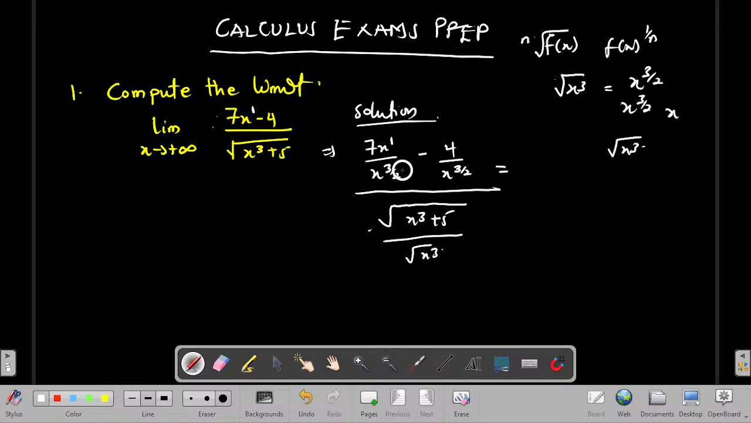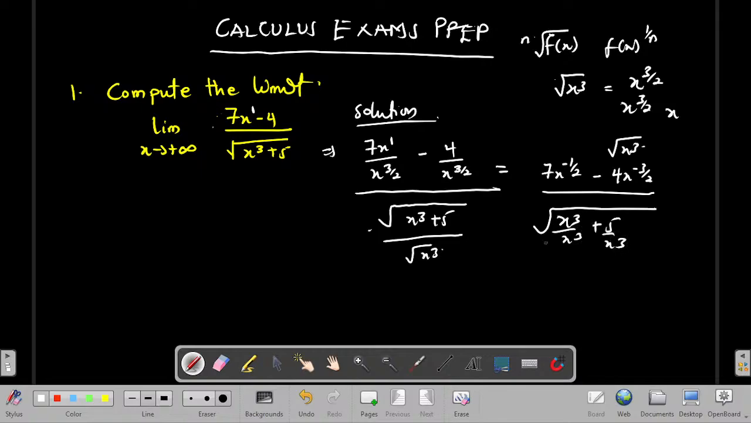That's 1.5. So I'm going to have negative half. So I'll have 7x to the power negative half minus 4x to the power negative 3 out of 2. That is for this expression, all over. Then I'll open my square root wide. And here I'm going to have x cube over x cube plus 5 over x cube. Everything is under this one square root.